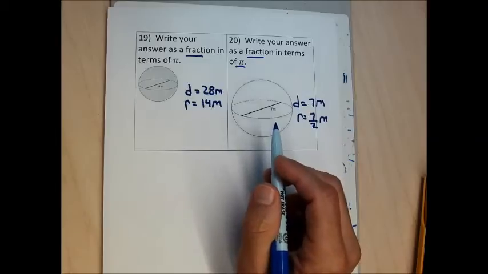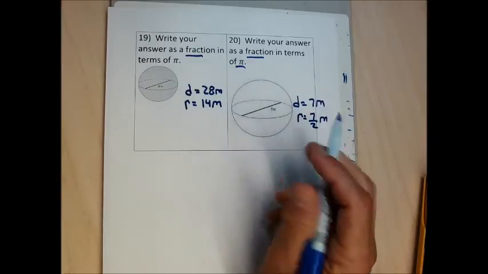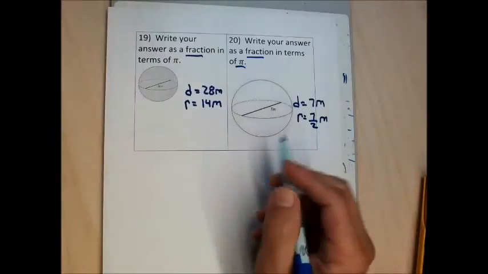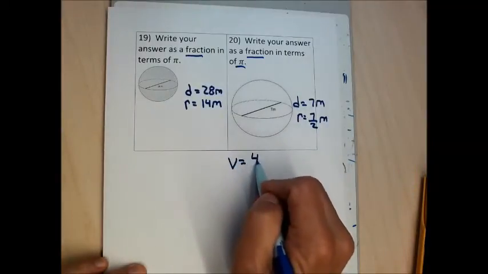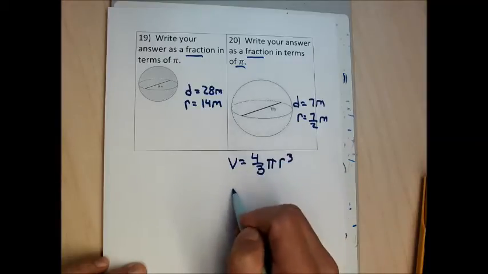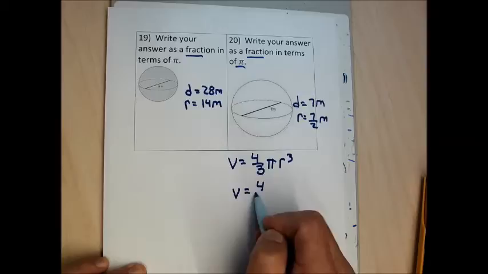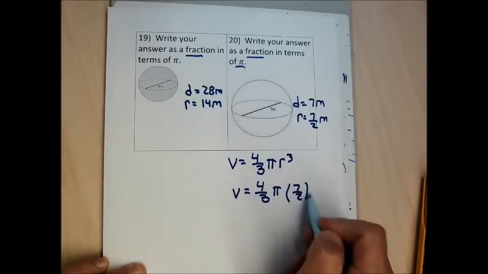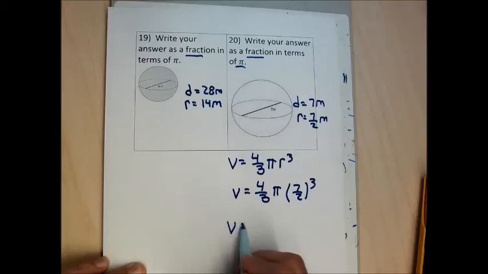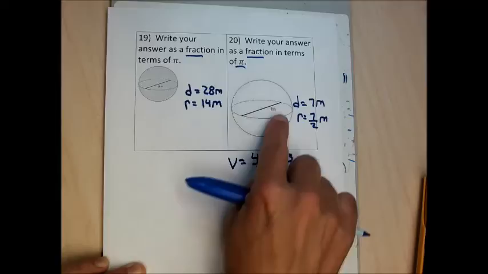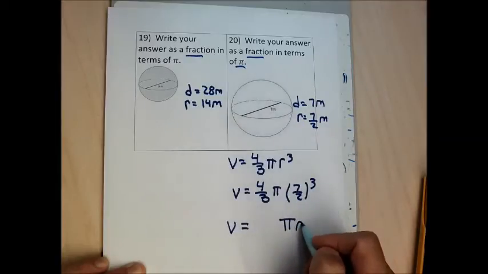I need to have this formula before I can do this. The volume of a sphere is 4/3 pi r cubed. For mine, it's ugly. The volume is going to be 4/3 times pi times 7/2 cubed. When I write my answer, I'm going to leave the pi in because I'm asked to leave it in terms of pi. My units are going to be cubic meters.